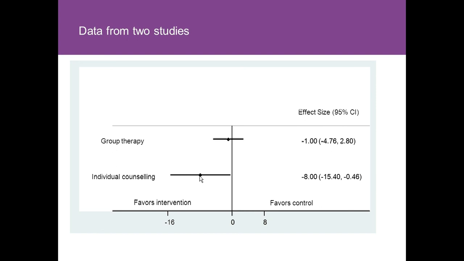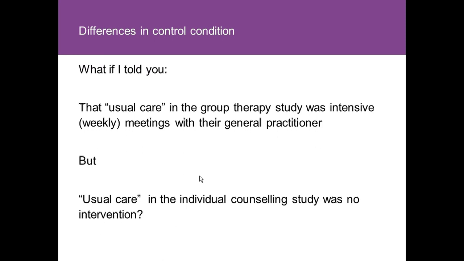So one might be tempted to interpret this as saying that individual counselling is better than control therapy, or at least better than usual care, whereas group therapy is not better than usual care. However, what if I told you that usual care in the group therapy study was intensive weekly meetings with their general practitioner, which in the country that that research was conducted in might be the usual care that depressed older adults conventionally receive. But the usual care in the individual counselling study was no intervention.